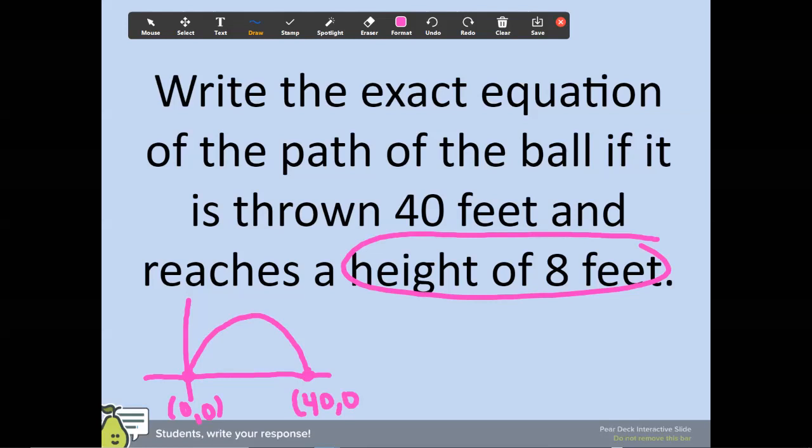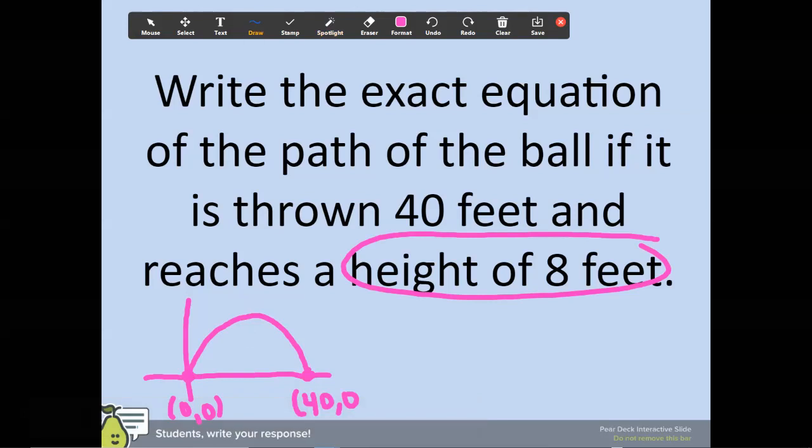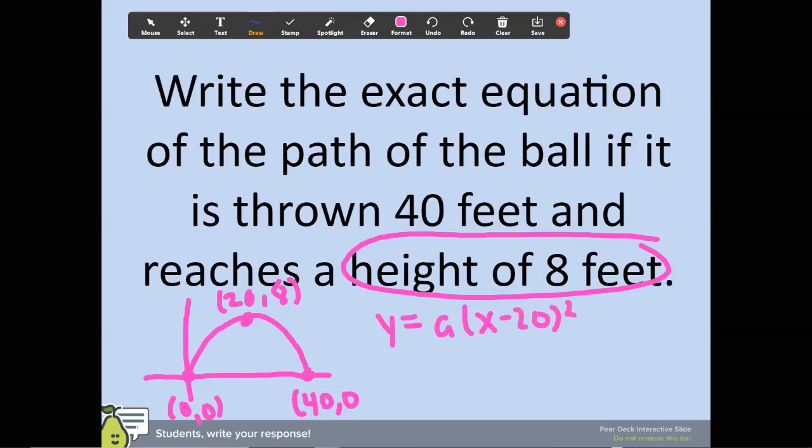That means my vertex is going to be at a height of 8, and your vertex has to be halfway between your two x-intercepts. So if this is 0 and 40, halfway would be 20. So this point up here is going to be 20, 8. So then I'm going to have my equation. y is equal to a times x minus 20 squared plus 8, because that's my vertex.